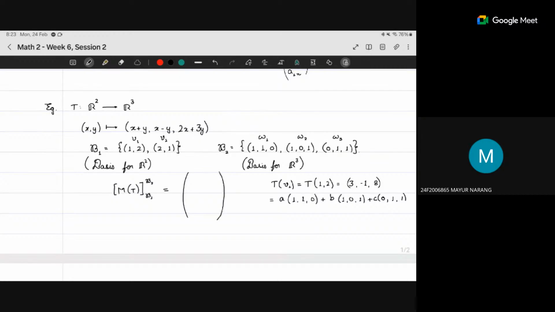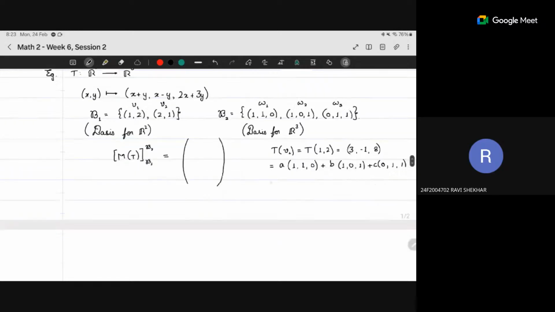I need to find this A, B, C such that this happens. A equals minus 3, B is equal to 6, and C equals 2. Minus 3, 6 and 2.